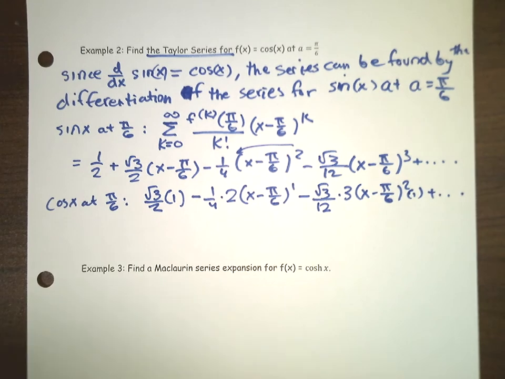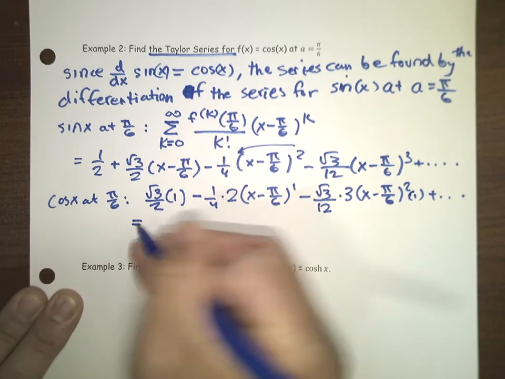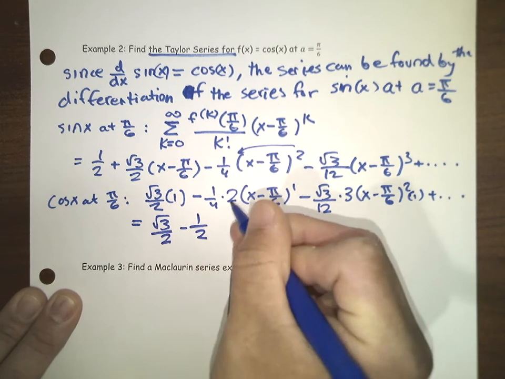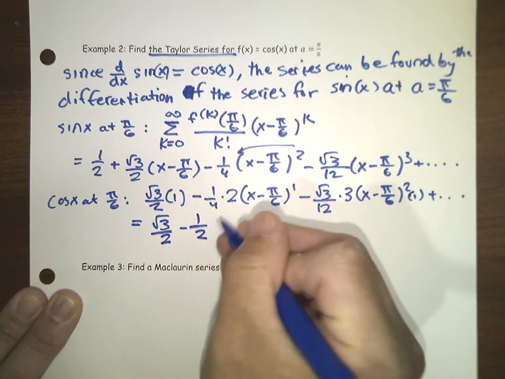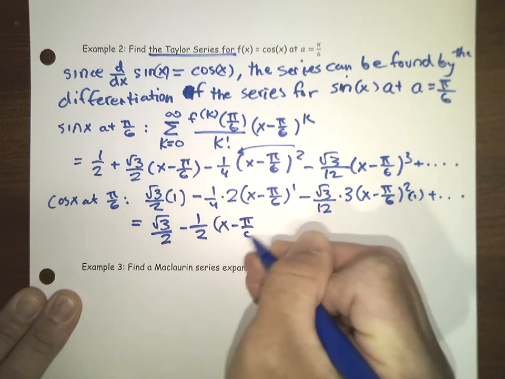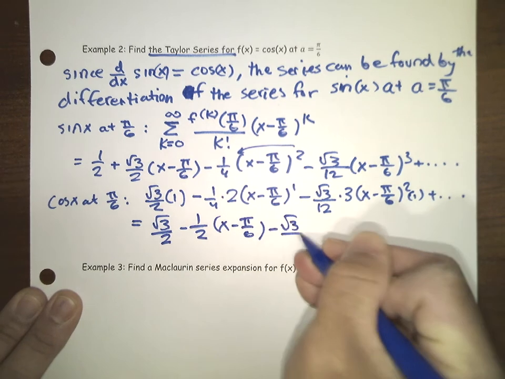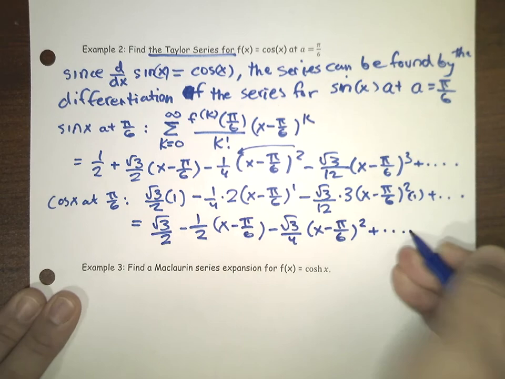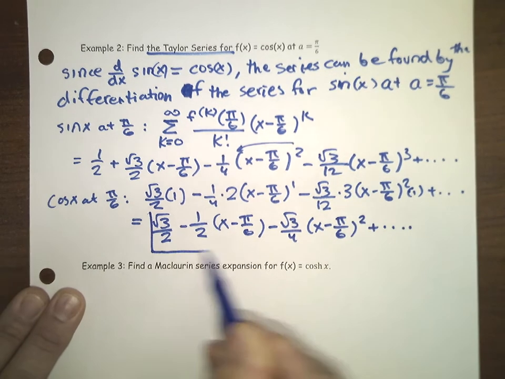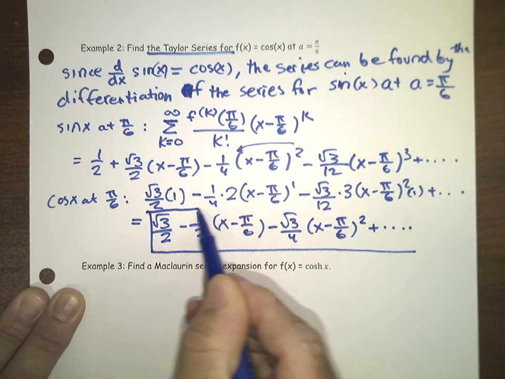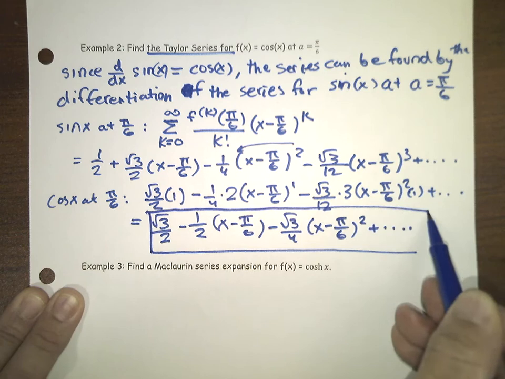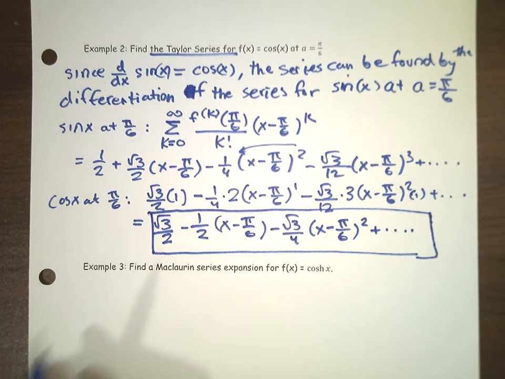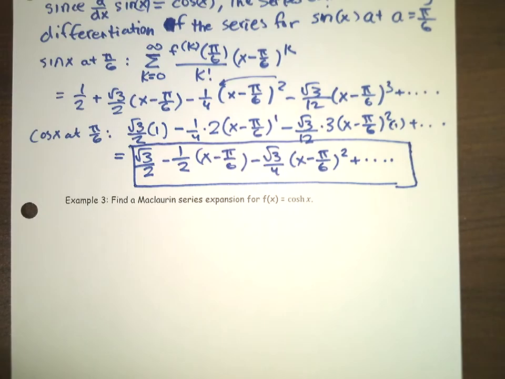So if I go ahead and simplify this, I have square root of 3 over 2 minus 1 half, because 2 over 4 is a half, times x minus pi over 6, minus square root of 3 over 4 times x minus pi over 6 squared, and so on. So this is the series expansion for cosine of x at a equals pi over 6. What a time to be alive.